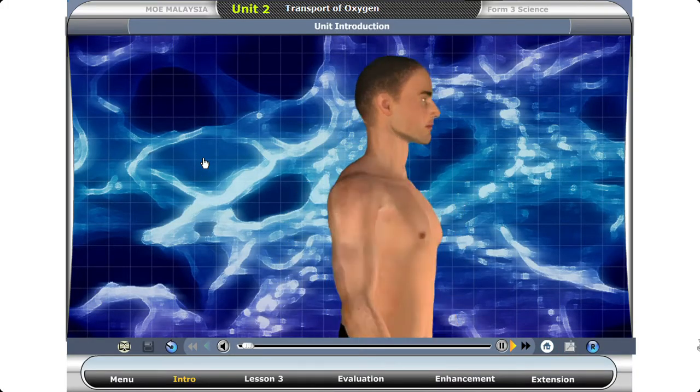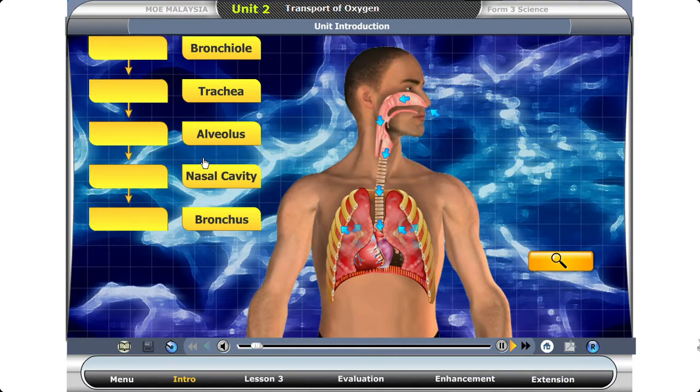You have learned about the respiratory system. Arrange these parts according to the sequence of the flow of air when we breathe in. Drag the parts to the correct boxes.